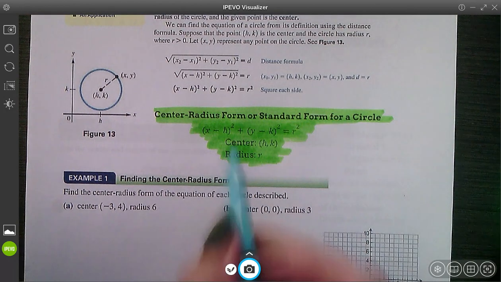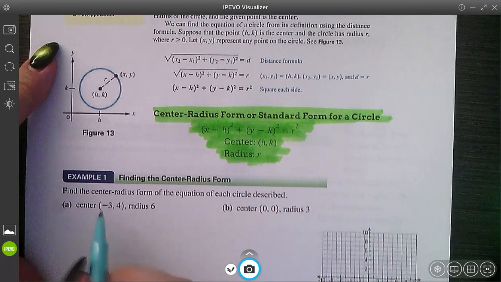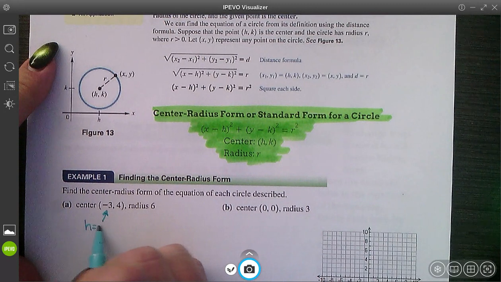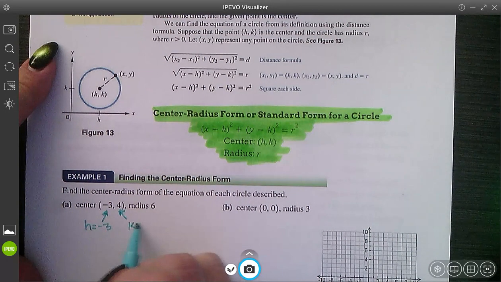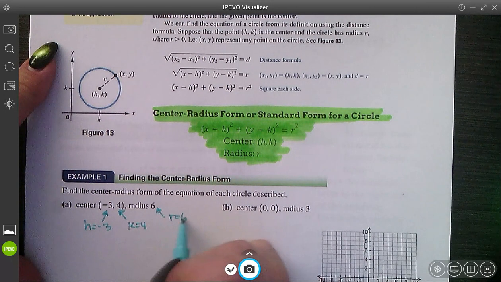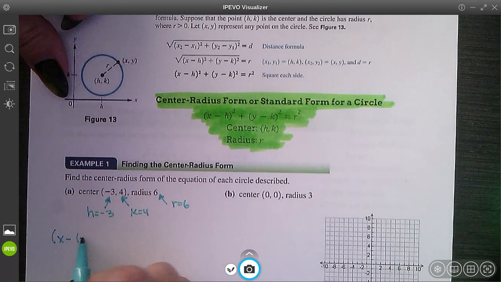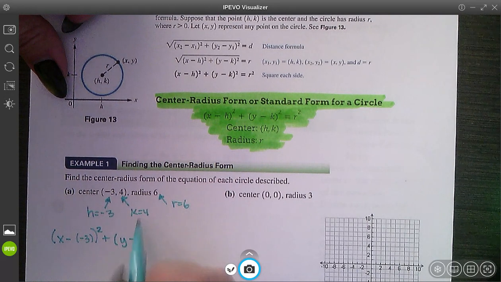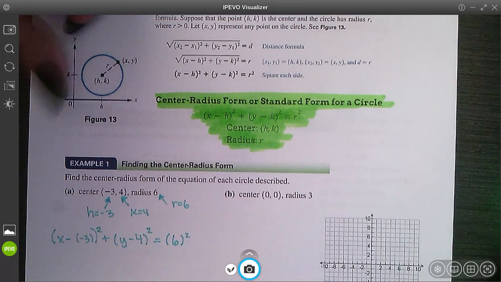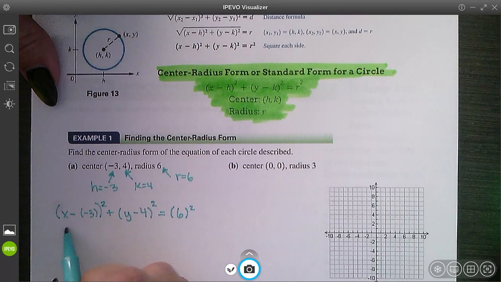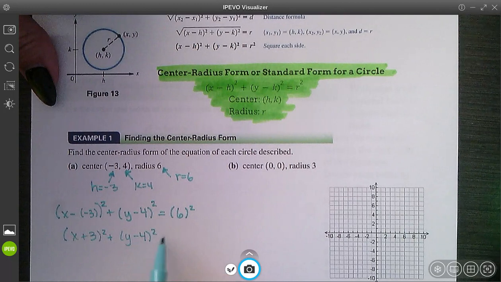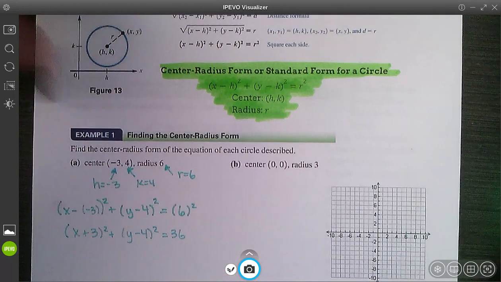So to write it in center radius form or standard form, given that h is -3, k is 4, and r is 6, we're going to do (x minus h), so (x minus -3) squared, plus (y minus k), so (y minus 4) squared, equals r squared, which was 6 squared. So I want to simplify that a little bit so that I get (x plus 3) squared plus (y minus 4) squared equals 36.